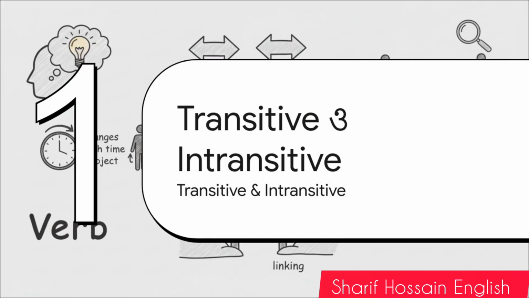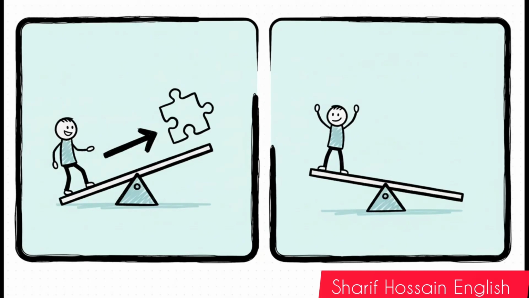Okay, let's look at two of the most important types of main verbs, transitive and intransitive. Ever wonder what the real difference is between them? It all comes down to one little thing, the object. Just take a look at this slide. It makes the difference so easy to see, right? A transitive verb absolutely needs an object to complete its meaning. But an intransitive verb, it's totally independent. It doesn't need an object at all.